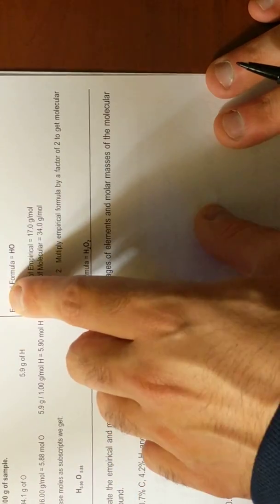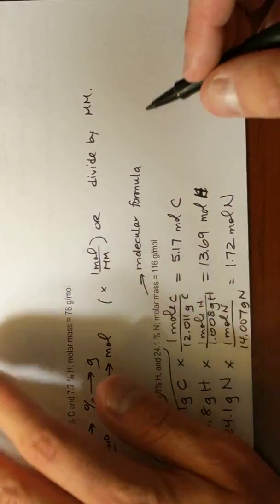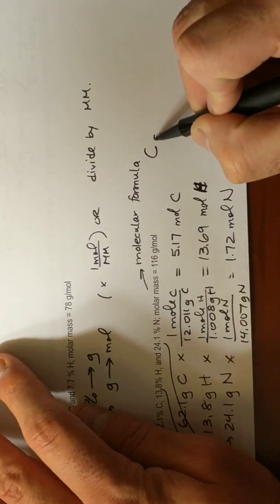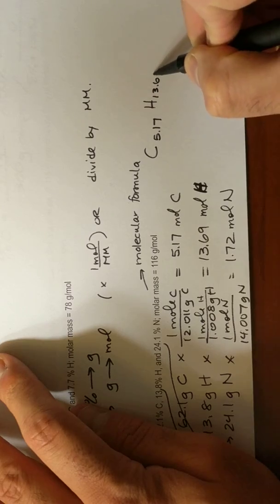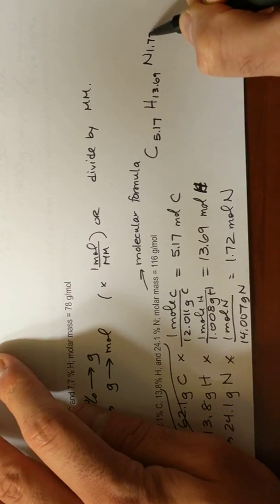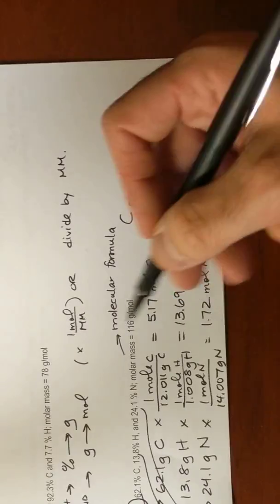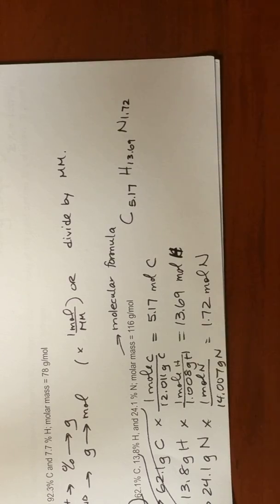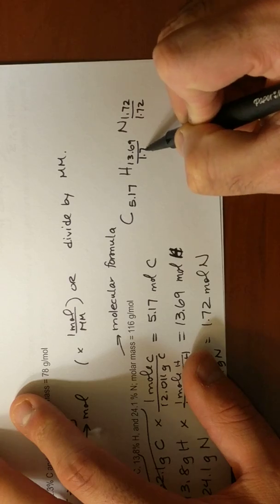Now I like to put these mole numbers as fake subscripts, but remember, in the end, you're going to divide by the smallest number that we get for moles to see what the relative ratios of these moles of elements in this compound are. So I'm going to make this fake formula, C 5.17, H 13.69, N 1.72. This is a fake formula, and I want to divide by the smallest number. Looking at these three numbers, the smallest is 1.72. So I'm going to divide them all by 1.72.